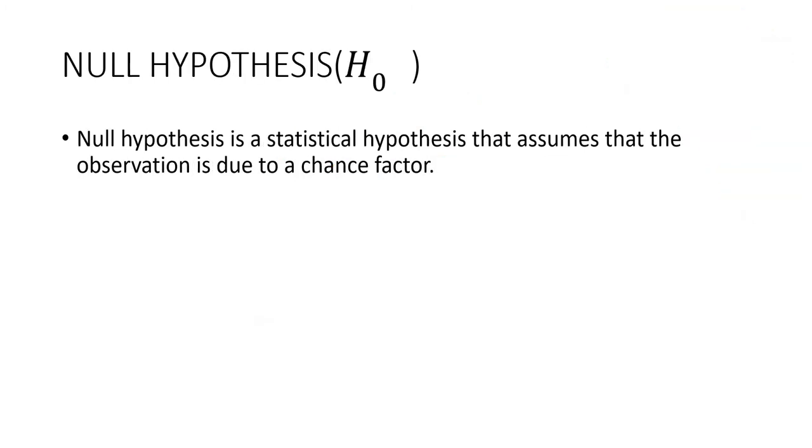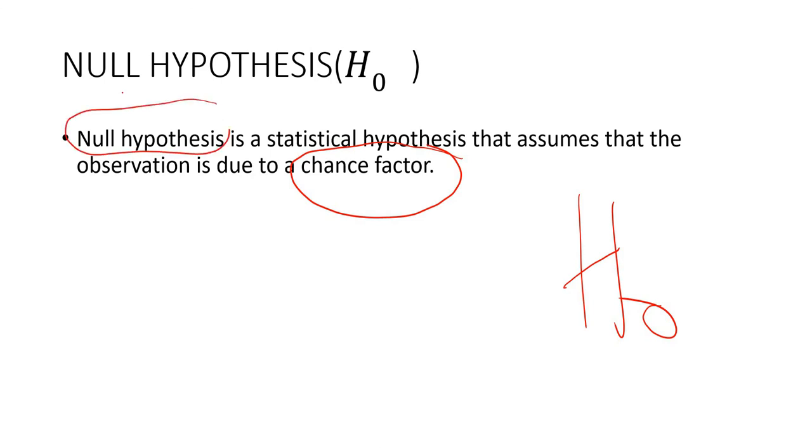Another thing is the null hypothesis. It is denoted by H0. The null hypothesis is a statistical hypothesis that assumes that the observation is due to a chance factor, just due to a chance factor. Our assumption, our statistical hypothesis, is just a chance factor. That is known as the null hypothesis, denoted by H0.